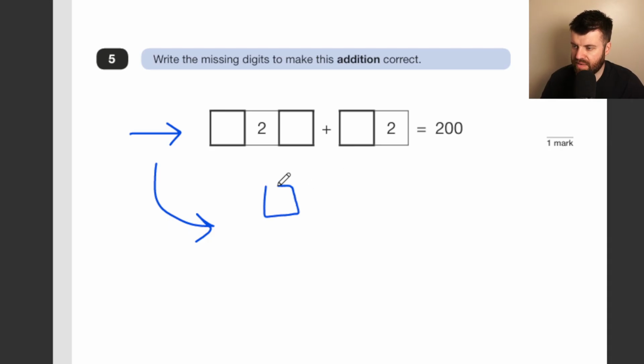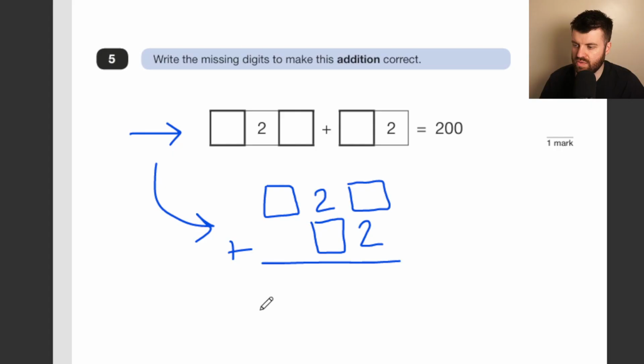So we have blank, blank plus, and let's line these up now so it's much easier to work out, blank 2, so 10s and 1s. So this blank actually goes underneath the 2, and we have a 2 here. And in total, we're given the entire answer, which is 2 in the hundreds and then placeholders in the 10s and the 1s. Now this is much easier to work out.